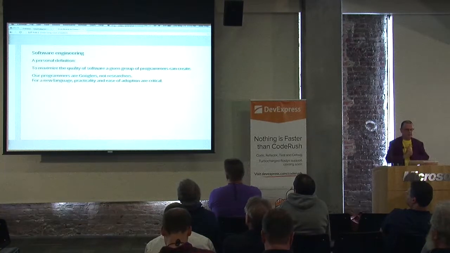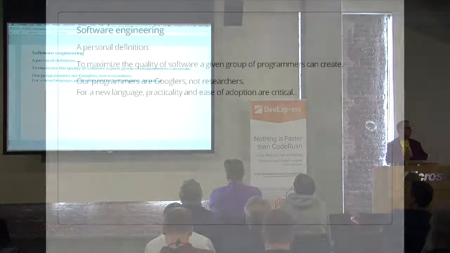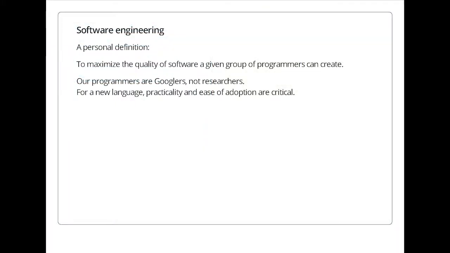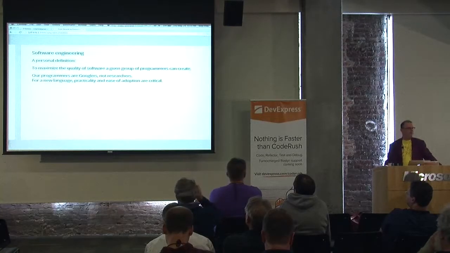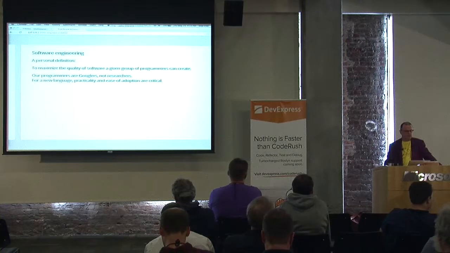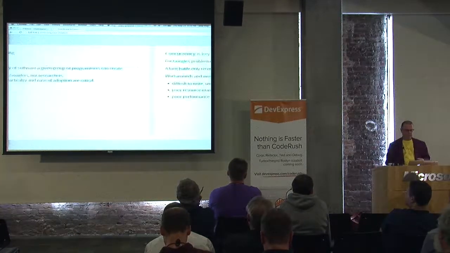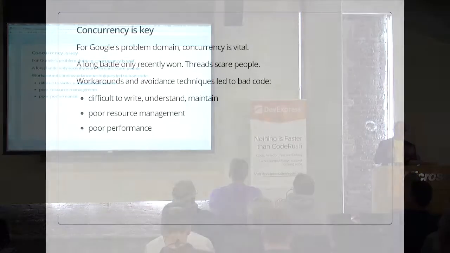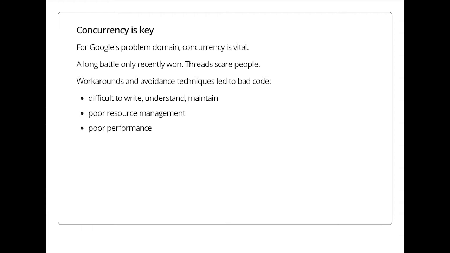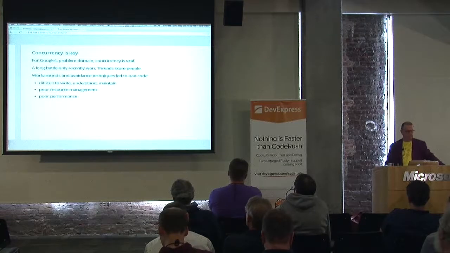I define software engineering as the maximization of the quality of the software written by your group of programmers. That's my definition of it. And the key point here is our programmers are Googlers. They're not researchers. They're typically fairly young, fresh out of school, probably learned Java, maybe learned C or C++, probably learned Python. They're not capable of understanding a brilliant language, but we want to use them to be able to build good software. And so the language that we give them has to be easy for them to understand and easy to adopt. And the most important part, in my personal view, is that it needs to support concurrency very, very well. For Google servers, we just need to have concurrency available.